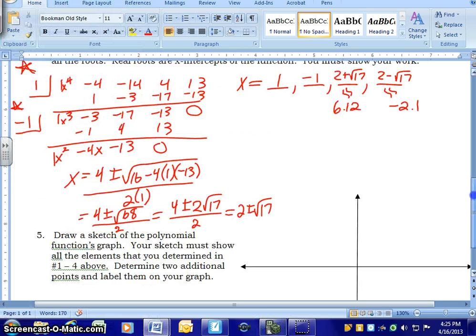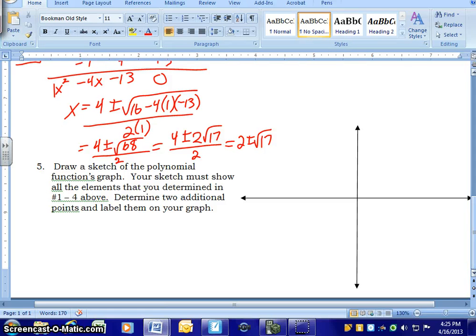Okay, so now that we know the roots, we're going to be able to graph this. And from number 1, it told us that the y-intercept was 13.